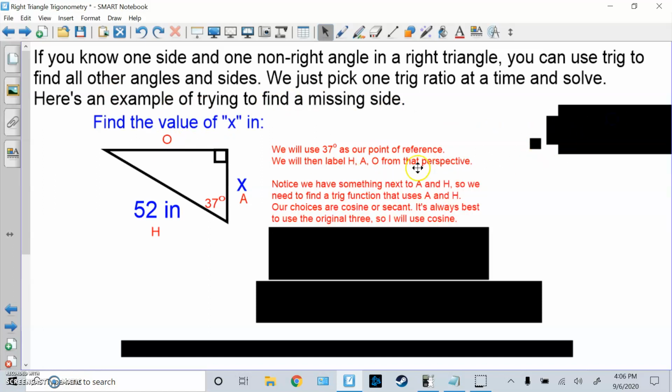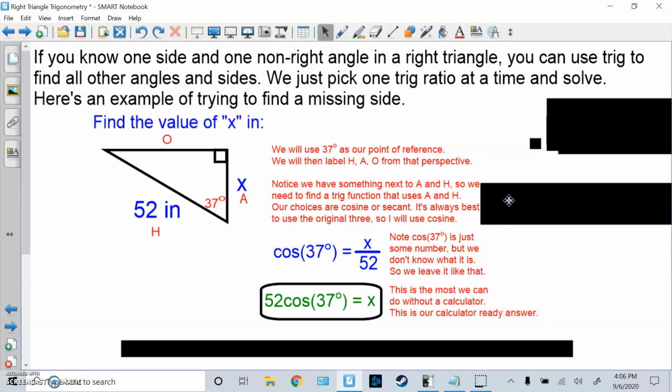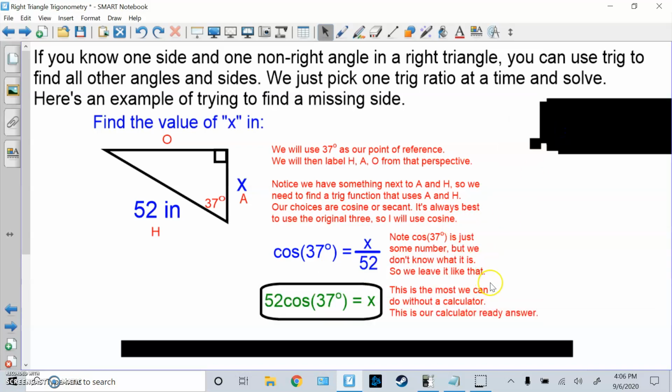Notice we have something next to A and H. We have to find a trig function that only uses A and H. Our choices are cosine and secant. It's always best to use the original, so I use cosine. I fill in the formula. Note, again, cosine 37 is just an answer, some number, we don't know what it is, so we leave it like that. I get rid of the fraction, multiply both sides by 52. We can't do anything else, so this is our calculator ready answer.